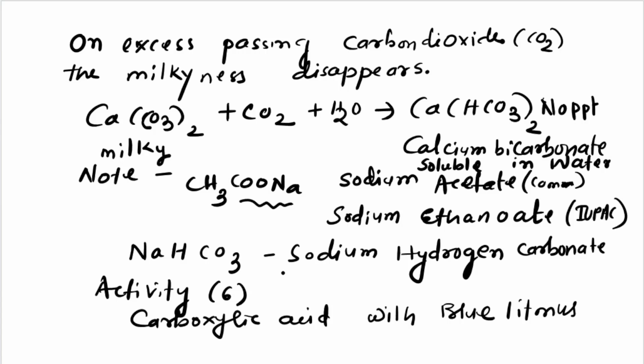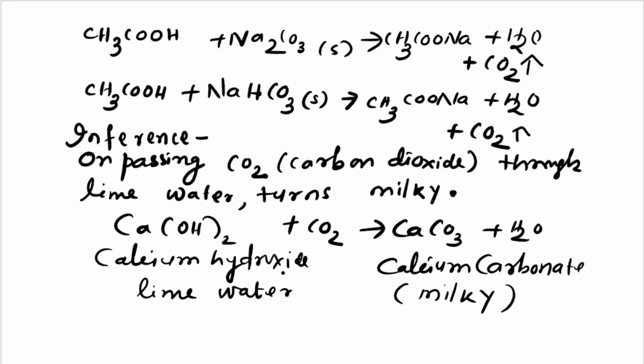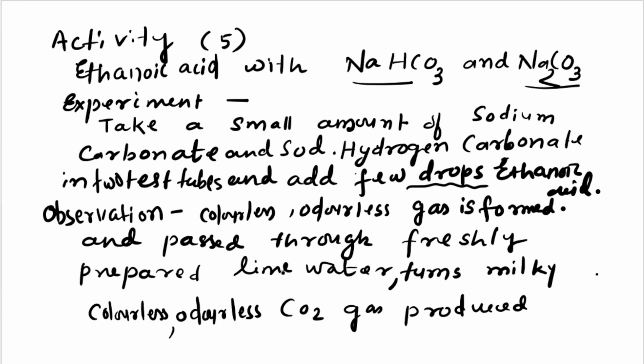Now I hope it is clear. It is a little complicated, but again I want to explain. There are two substances present, sodium hydrogen carbonate and sodium carbonate, and the substance which will react is ethanoic acid. When you add ethanoic acid drop by drop to one test tube containing sodium hydrogen carbonate and another containing sodium carbonate, a reaction takes place, a colorless, odorless gas is produced, and that turns lime water milky. So it may be carbon dioxide, that is the inference.